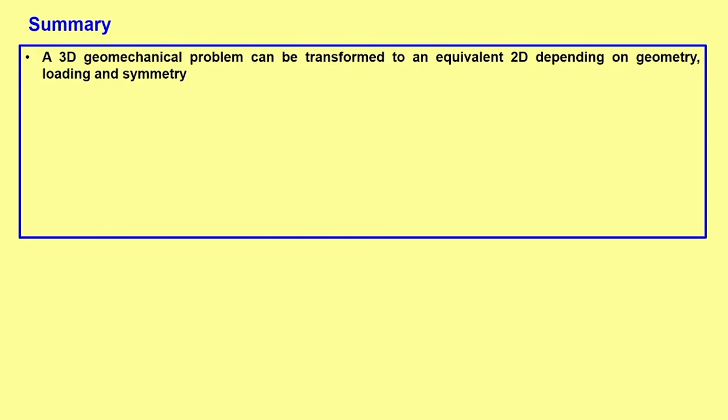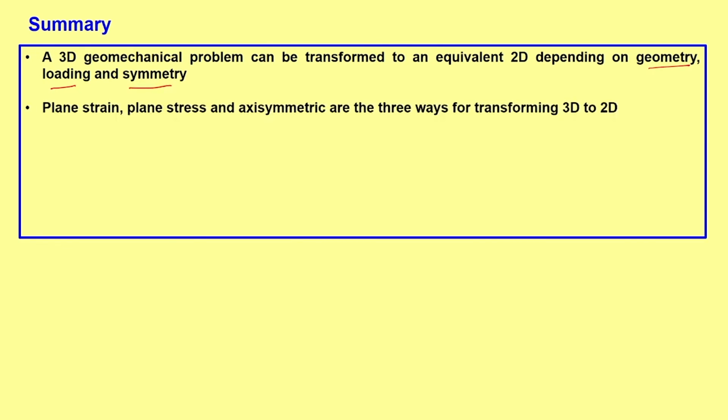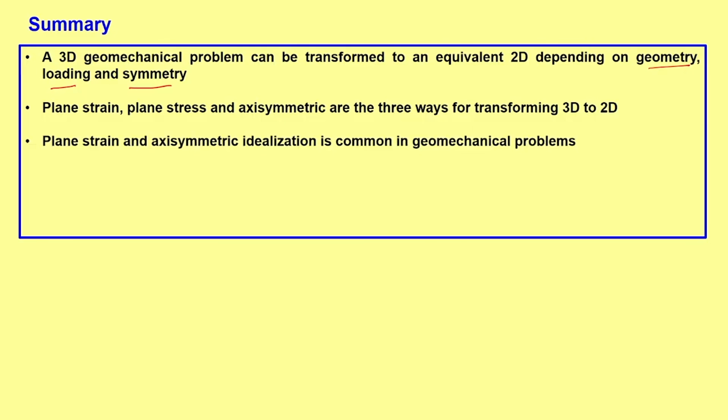So, we have just introduced the possibilities of 3D to 2D idealization. We will summarize: a 3D geomechanical problem can be transformed to an equivalent 2D depending on geometry, loading and symmetry. Plane strain, plane stress and axisymmetric are the three ways for transforming 3D to 2D. Plane strain and axisymmetric idealization are common in geomechanical problems.